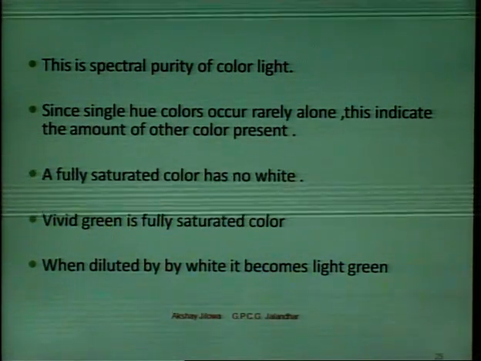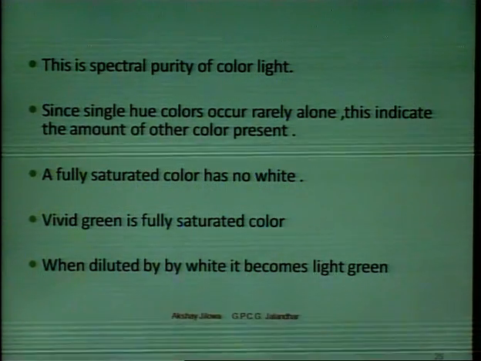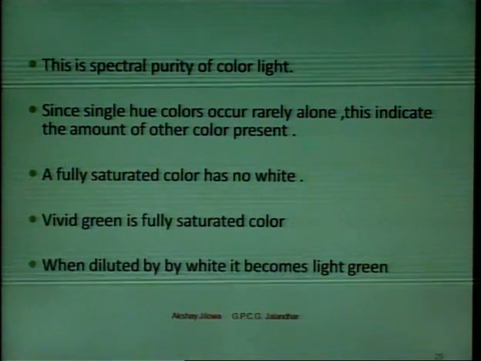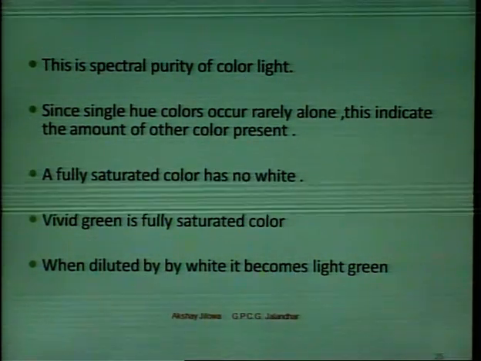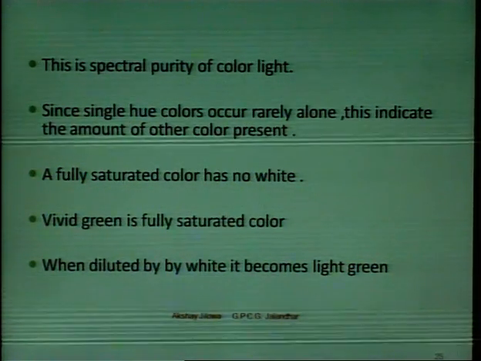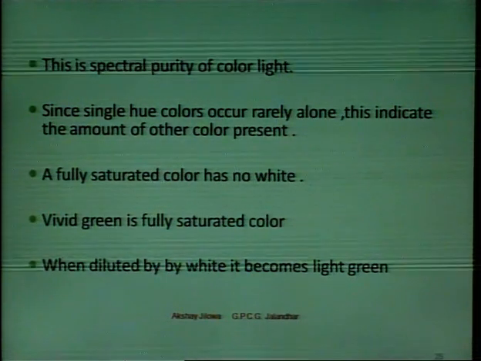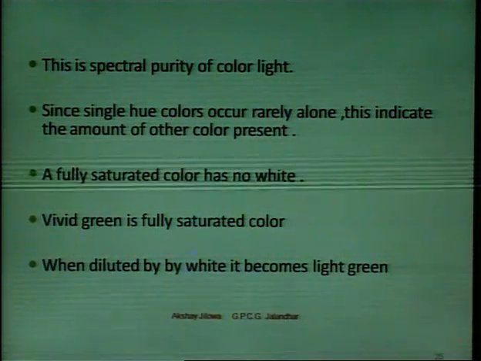It means it is pure color. Saturation means purity. How much purity is there? How pure a color is? If it is fully saturated, it means there is no white. Or in other words, we should also say how little it is being affected by the presence of white. We also define it like this: how little it is being affected by the presence of white.